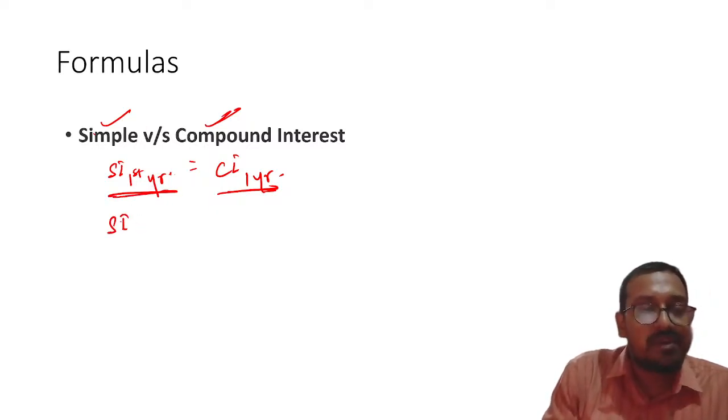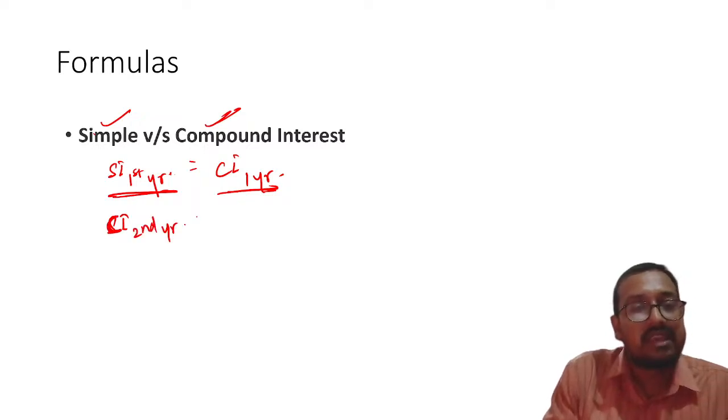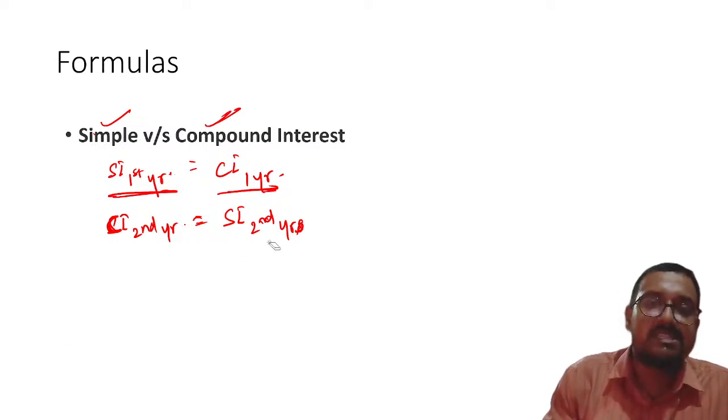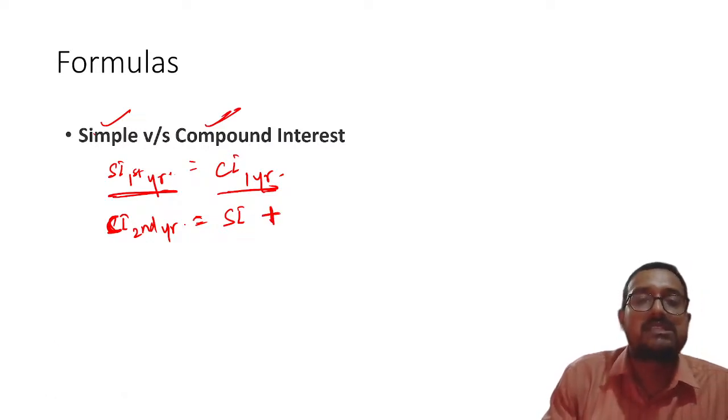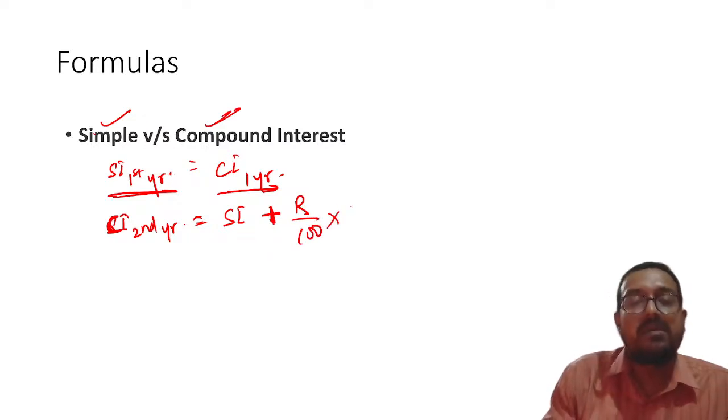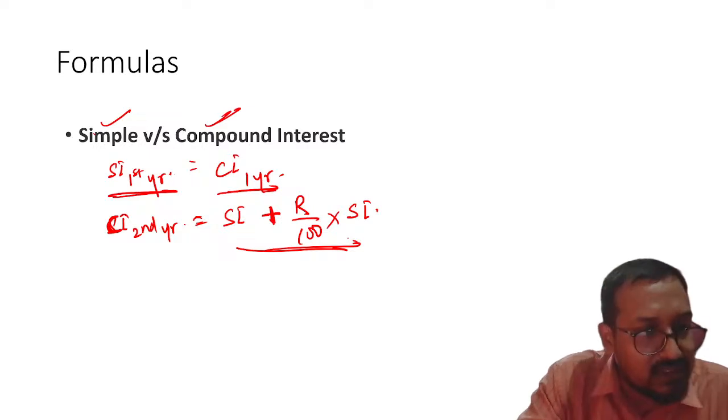My dear students, compound interest for the second year is equal to simple interest for the second year plus interest on the first year's interest. The SI will always remain the same. Please remember, that extra part is nothing but R by 100 multiplied by SI. Is it clear to everyone?